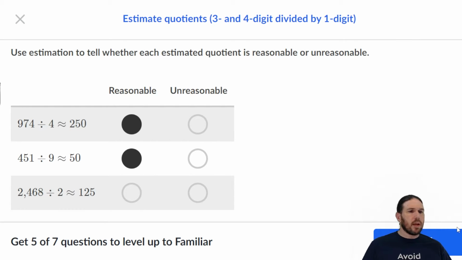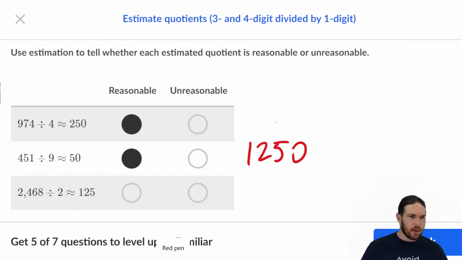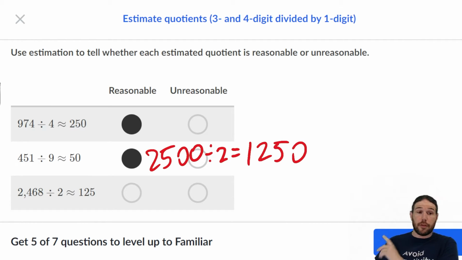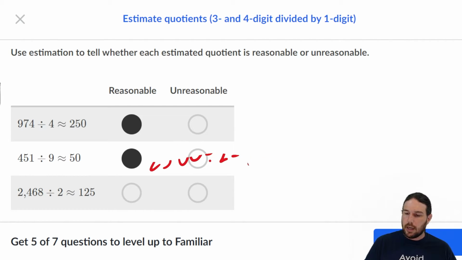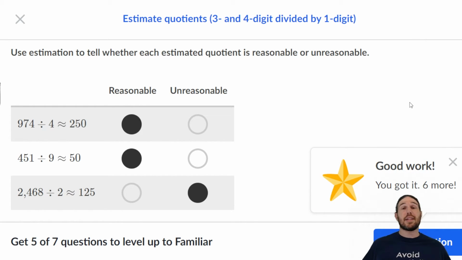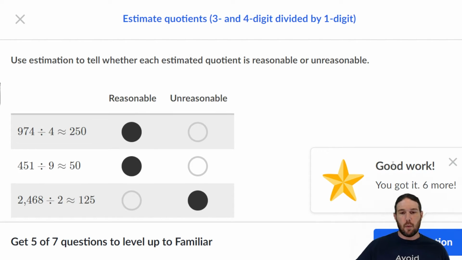And then finally, about 2,500 divided by 2 would be about 1,250. If I have 2,500 divided by 2, that would be 1,250. But this isn't 1,250, it's 125, which isn't anywhere close. So I'm pretty sure this is what they mean when they say unreasonable. We say that it's off by a factor of 10, as in it was 10 times off from where it should have been.